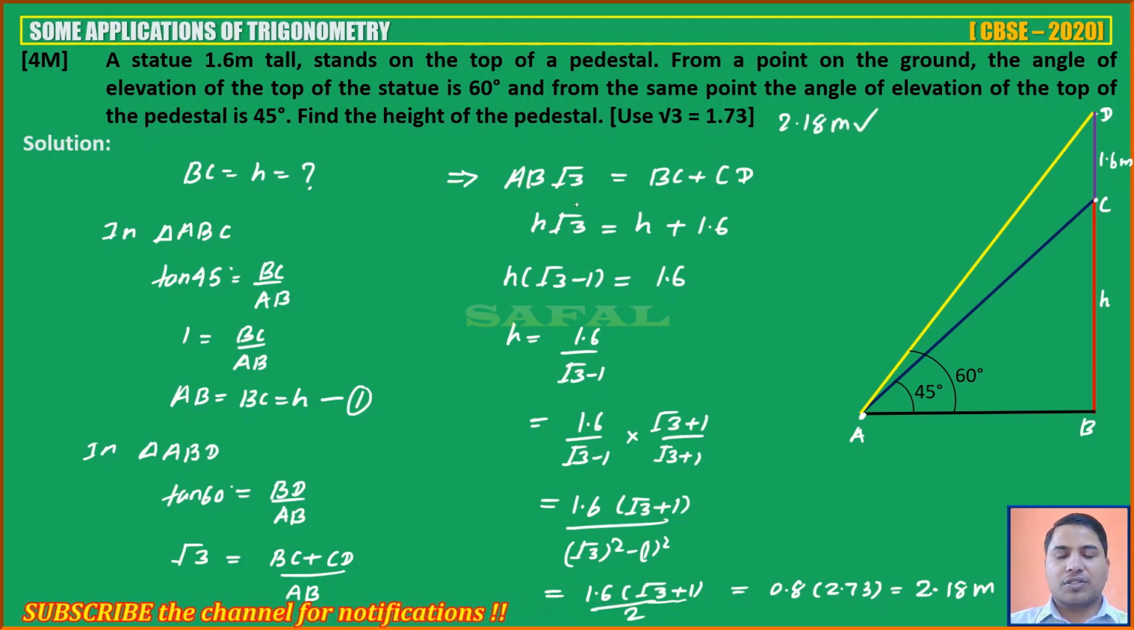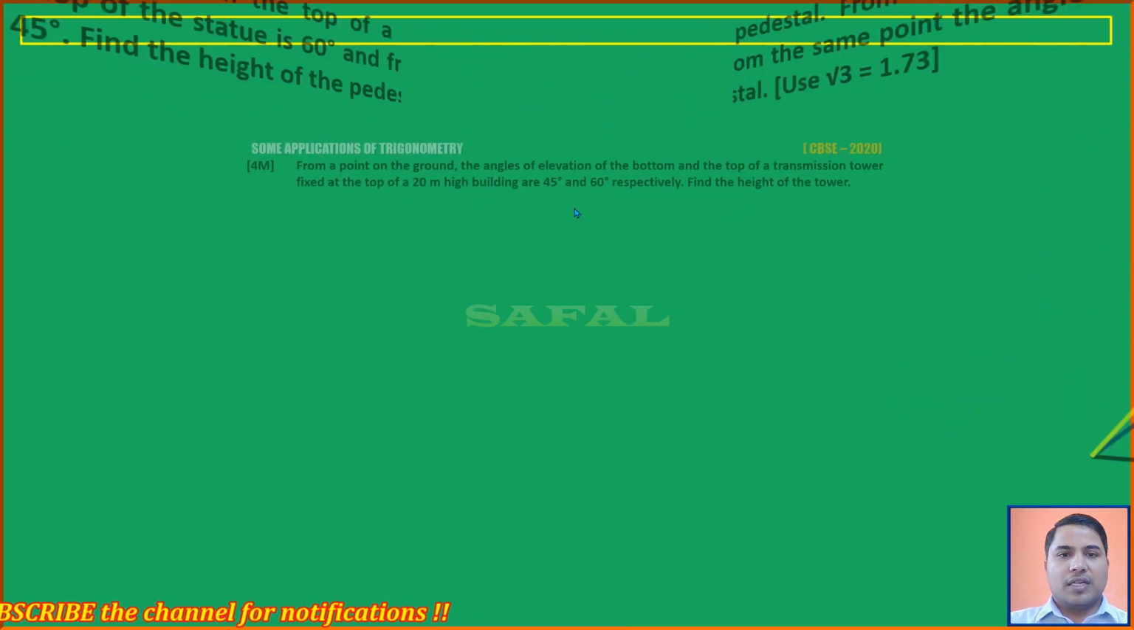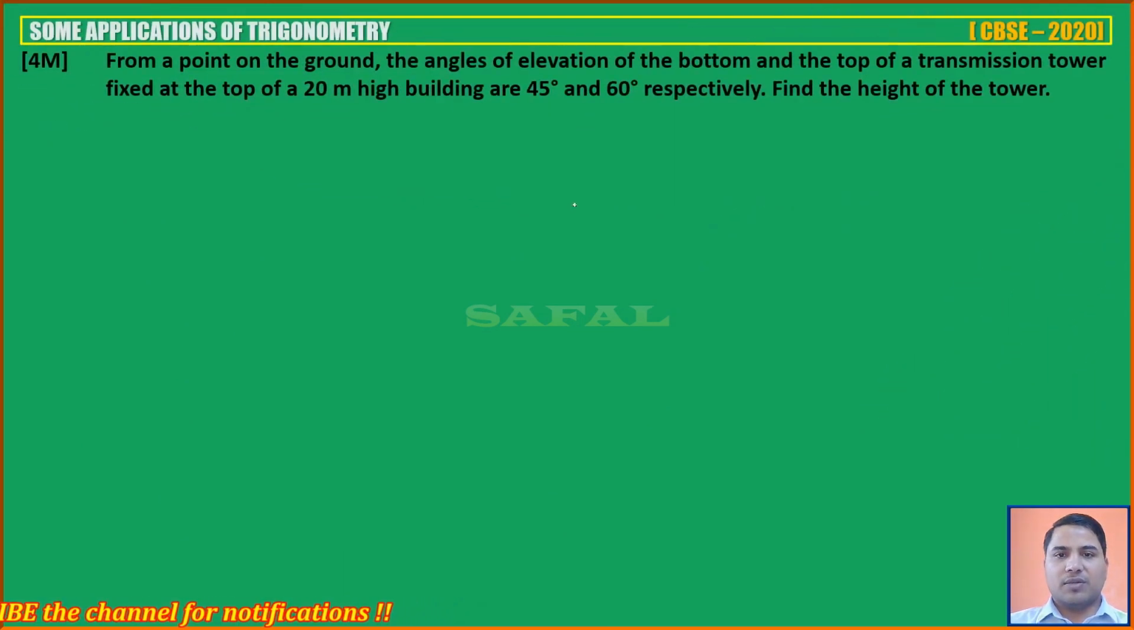It was a good question. In the second set they have asked a similar question, with minor changes. From a point on the ground, the angle of elevation of the bottom and top of a transmission tower fixed at the top of a 20-meter high building are 45 degree and 60 degree. Find the height of the tower.